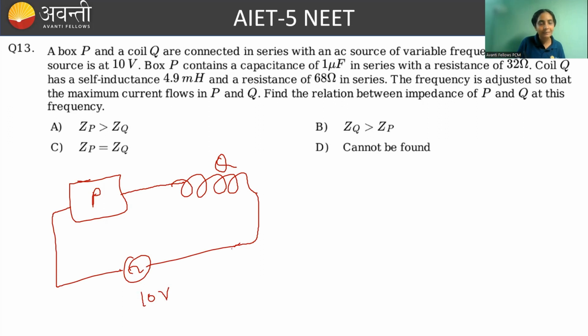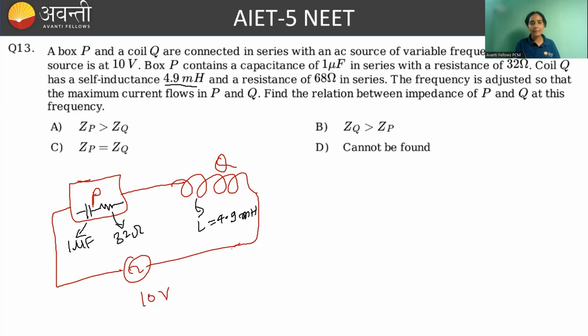Box P contains a capacitance of 1 microfarad in series with resistance of 32 ohm. So what is inside box P? So inside box P there is a capacitor and there is a resistor. Okay? Capacitor capacitance is 1 microfarad and resistance value is how much? 32 ohm. Now let's move forward. Coil Q has a self-inductance of 4.9 millihenry. So its L value is 4.9 millihenry.